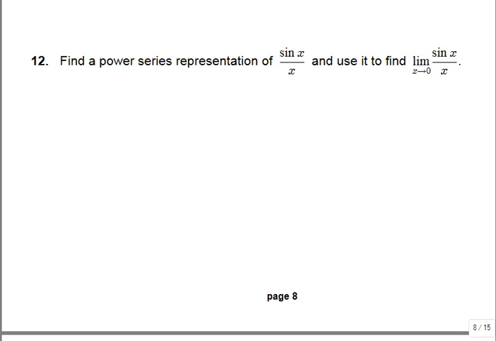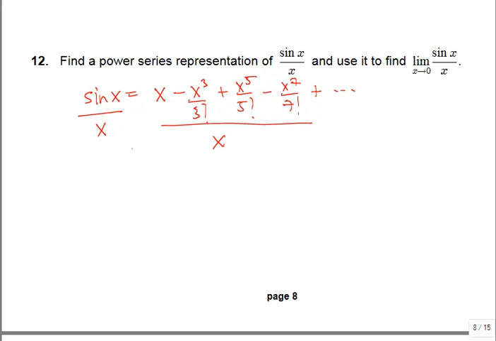Let's find a power series representation for sine of x over x, and then we're going to use it to find the limit as x goes to 0 of sine of x over x. So the power series for sine of x was x minus x cubed over 3 factorial plus x to the 5th over 5 factorial minus x to the 7th over 7 factorial, etc. All those odd powers. And if we divide this by x, we're going to lose some of our powers of x here.